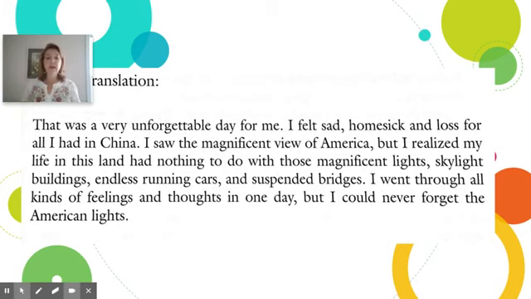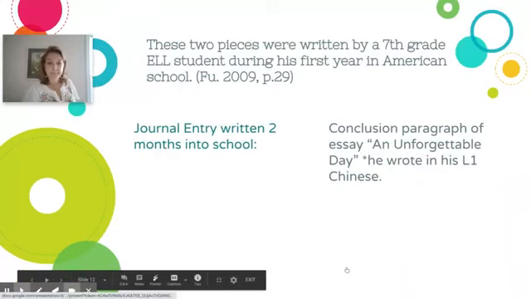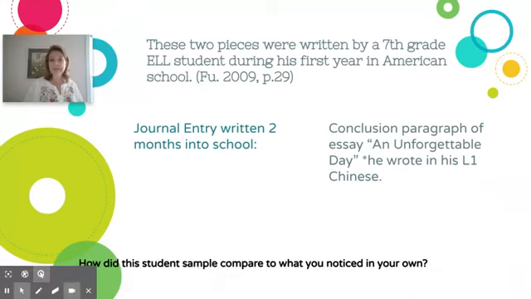Now, as we look at this, think about your own example. How are those two very similar to what you noticed about your own? He wrote in his language, his first language, and he has voice and he has feeling and he has depth. Whereas in the first journal writing, he's really just regurgitating vocabulary to get something on the paper. It's not him. It's not an expression of him.